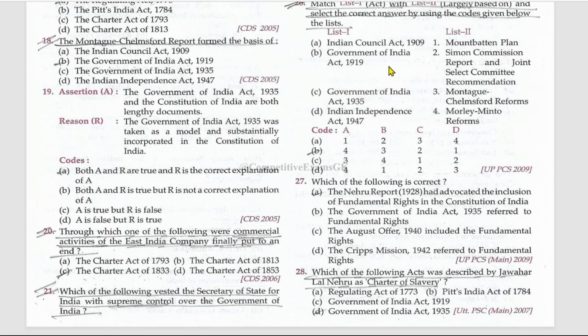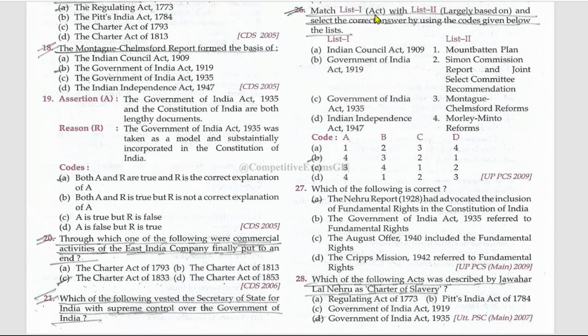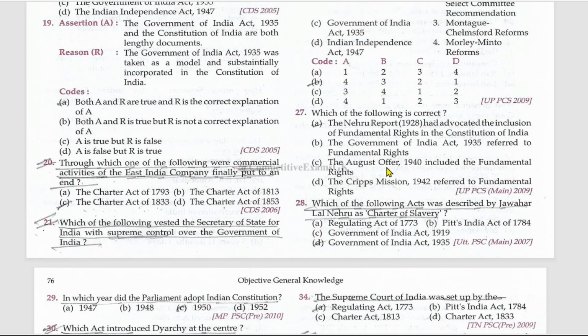Next, matching. List 1 is the acts and list 2 are the things they are largely based on. Indian Councils Act 1909, Morley-Minto Reforms; Government of India Act 1919, Montagu-Chelmsford Reforms; Government of India Act 1935, Simon Commission Report and Joint Select Committee Recommendation; Indian Independence Act 1947, Mountbatten Plan. Which of the following is correct?